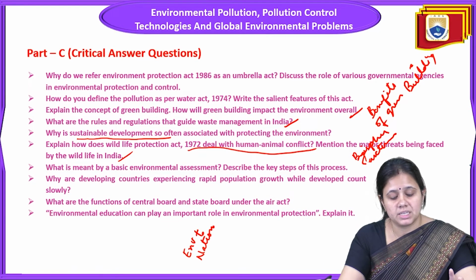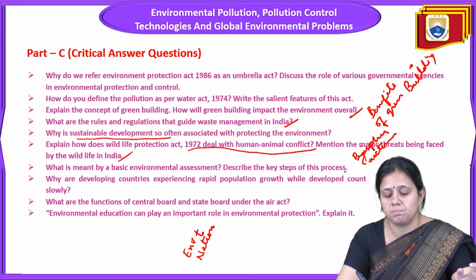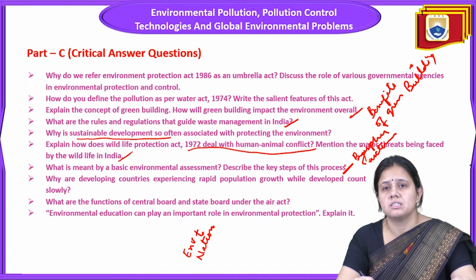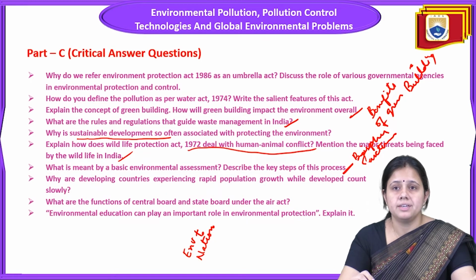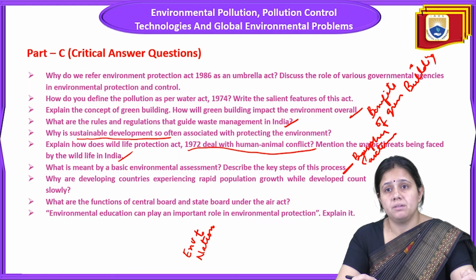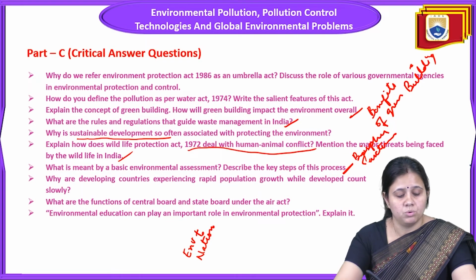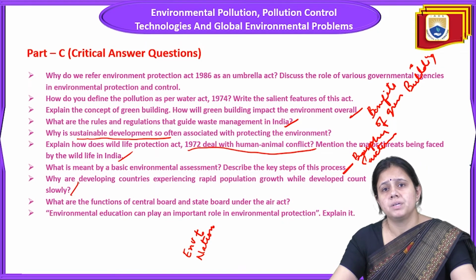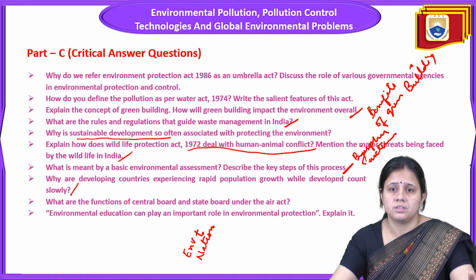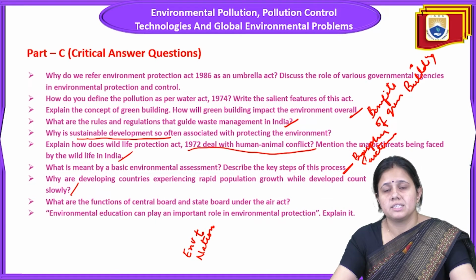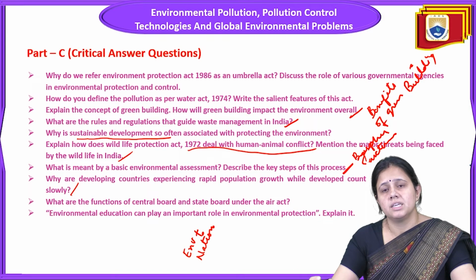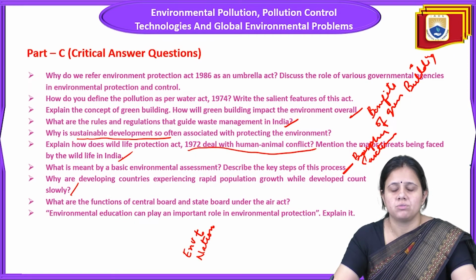What do we mean by environmental impact assessment? Describe the key steps in the process. Here you have to discuss the environment impact assessment and the different processes and all the steps related to it. Why are developing countries experiencing rapid population growth while developed countries are growing more slowly? Because people in developing countries are not literate, they do not understand the effect on the environment, they do not understand that population growth will affect their life, and this will also deteriorate their quality of life.